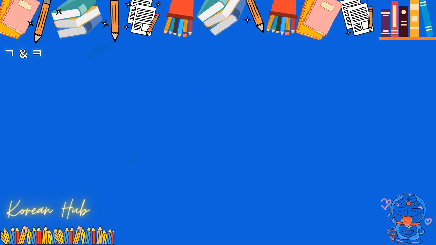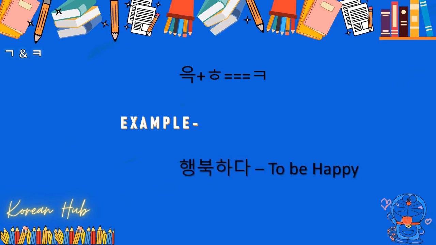When Giyok consonant from the last place of the first character combines with Hyo consonant from the first place of the next character, then the combination produces ku sound. For example, 행복하다.